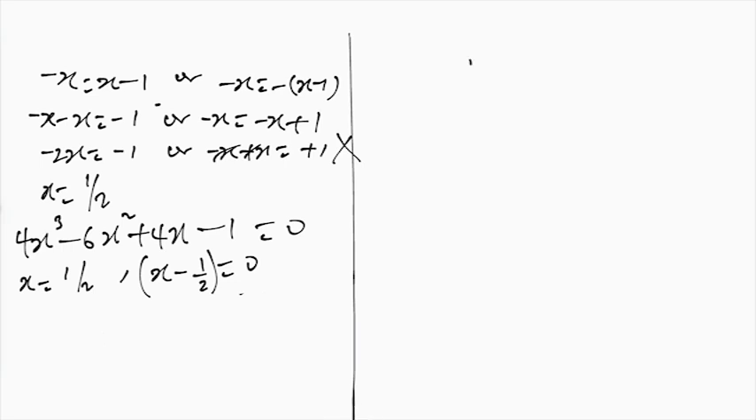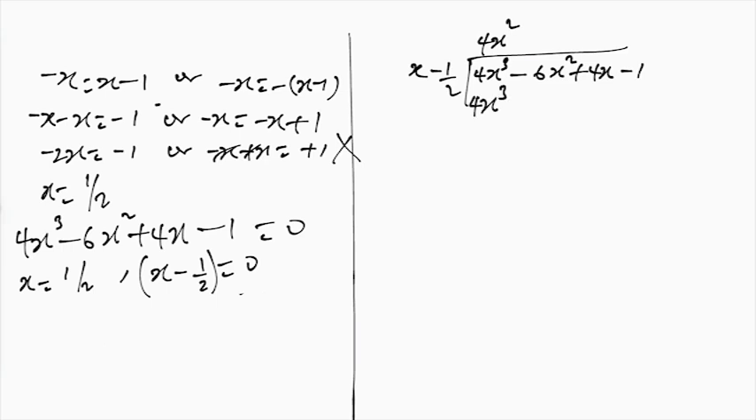So we have this: 4x cubed minus 6x squared plus 4x minus 1. We have to divide this by x minus 1 over 2. So the first thing, x into 4x cubed will give us 4x squared. 4x squared multiplied by x will give us 4x cubed. Then negative, we have minus 1 over 2 multiplied by 4x squared will give us what? 2x squared. So then we can now subtract this.